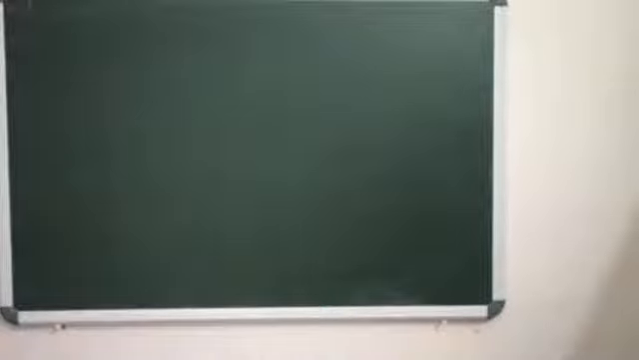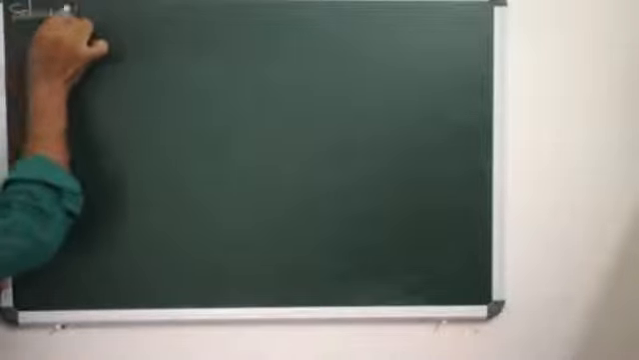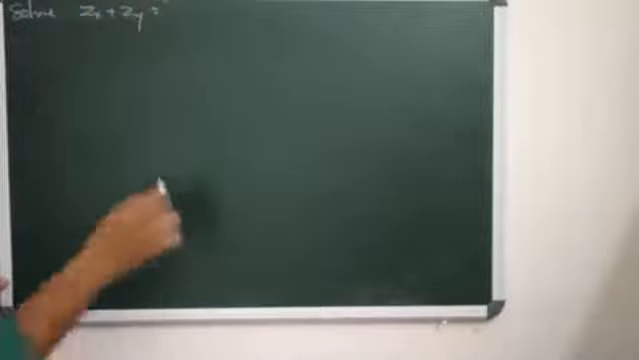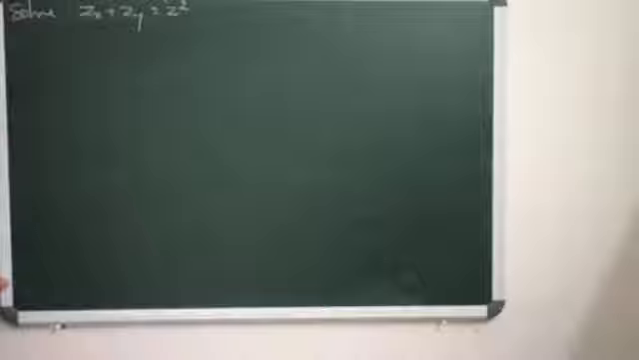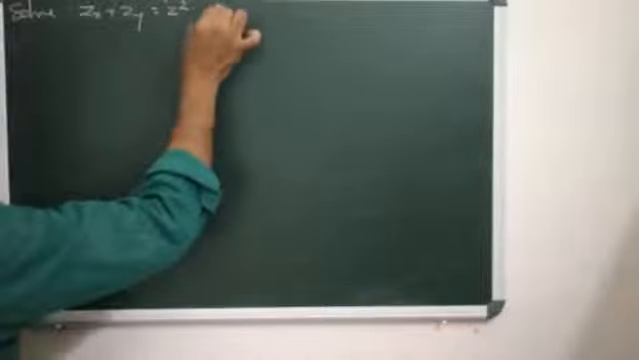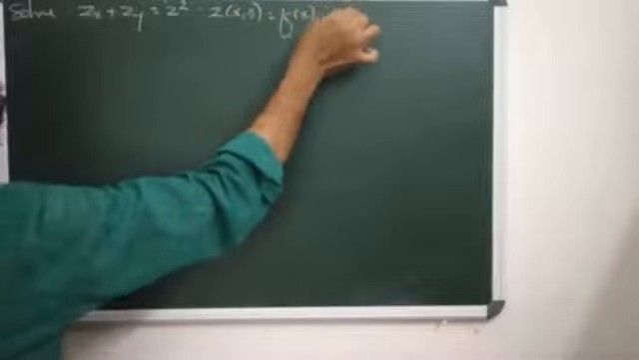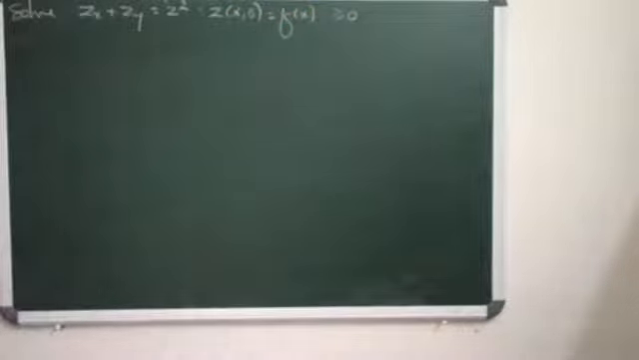Now we can consider another one. Solve z_x + z_y = z², with the initial condition z(x, 0) = f(x), where f(x) ≥ 0. Here also, when y = 0, z is f(x).